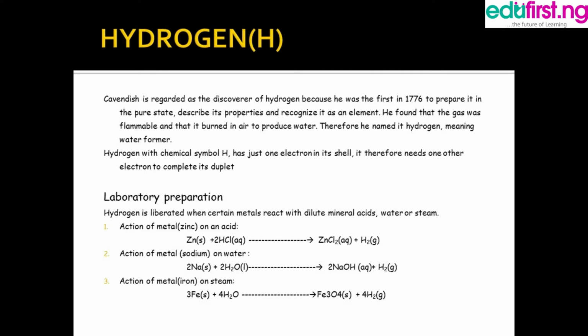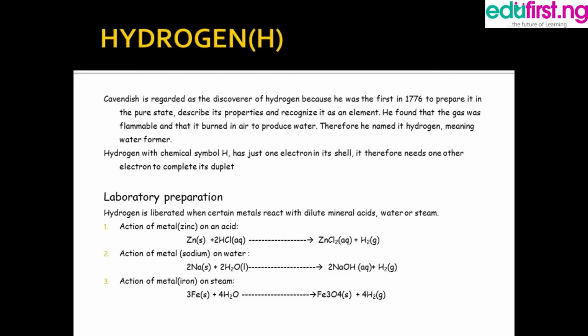Cavendish is a scientist. He is regarded as the discoverer of hydrogen because he was the first, in 1776, to prepare it in the pure state. He described its properties and recognized it as an element. He found that the gas was flammable, that means it burns in air to produce water. Therefore, he named it hydrogen, meaning water former. So hydrogen burns in air to produce water.